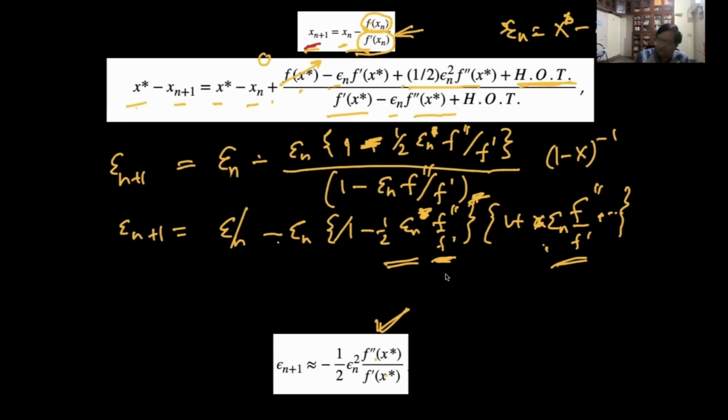Imagine epsilon n is 0.1. Then epsilon n plus 1 will be about 0.01. Well, there are prefactors, but next time 10 to the power minus 3, then 10 to the power minus 6. Sorry, this is 10 to the power minus 2, then 10 to the power minus 4. So it's quadratic, a faster convergence.